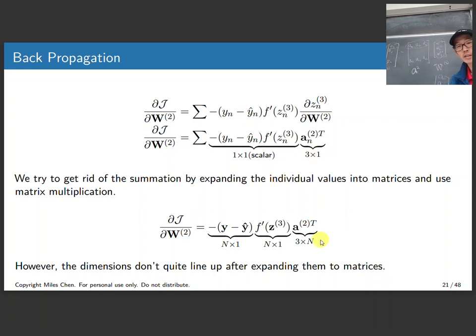Okay? And if we do that, we go, oh, you know what? The terms don't line up. I can't do this matrix operation because I have an n by 1 multiplied by an n by 1 multiplied by a 3 by n. So this does not work in terms of matrix multiplication. And so this is where I say we are going to use matrices as a convenient notation to get rid of the summation signs.